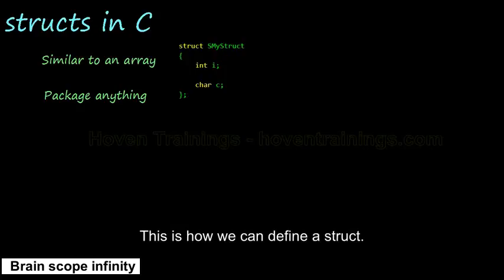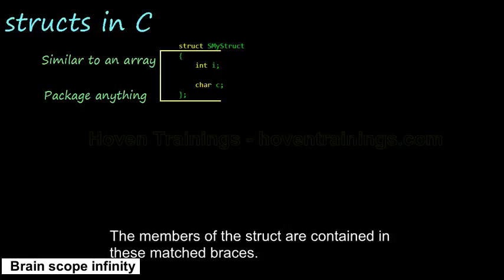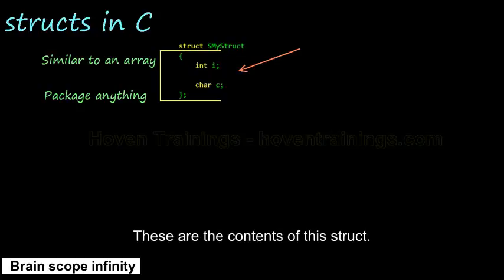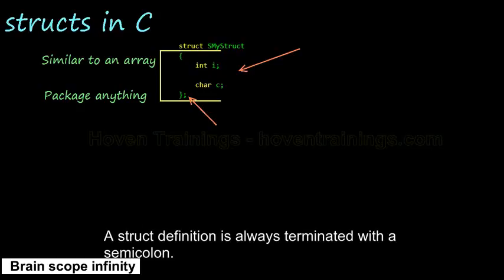This is how we can define a struct. This struct packs an int and a char together. The members of the struct are contained in these matched braces. These are the contents of this struct. A struct definition is always terminated with a semicolon.